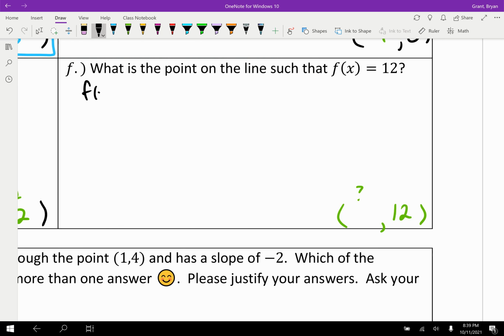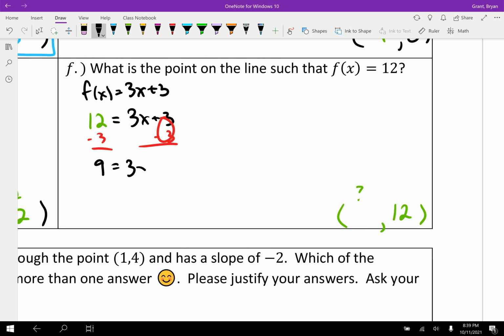So again, starting with f of x equals 3x plus 3, they have told us that the answer is 12, and we want to find the x that creates that answer. Well, to do that, we isolate x. Subtract 3 from each side. 12 minus 3 is 9. Undo the division. And 9 divided by 3 gives us 3. There we go.